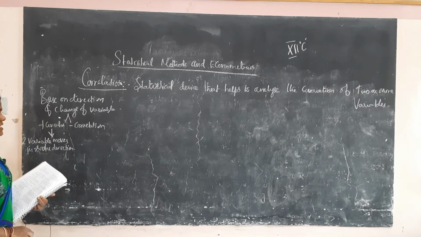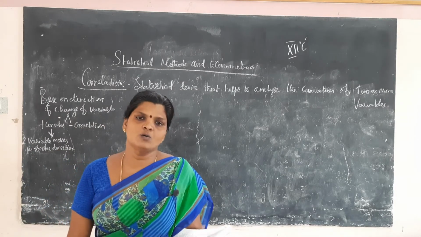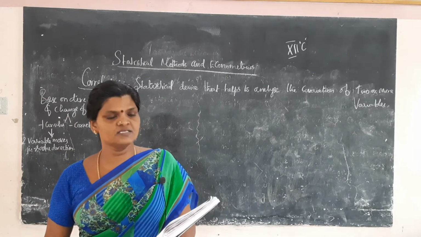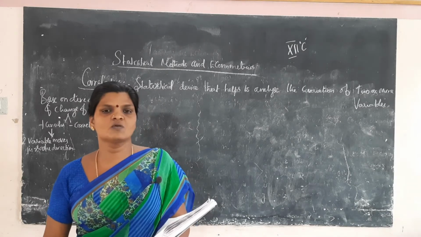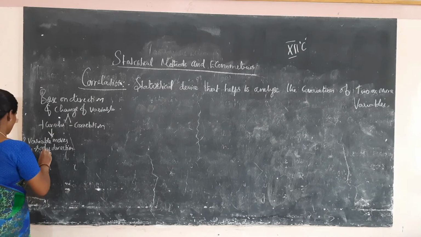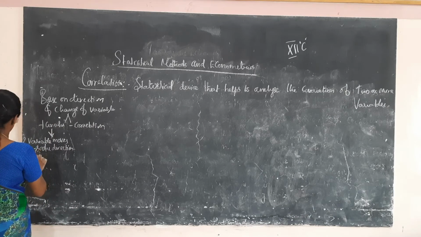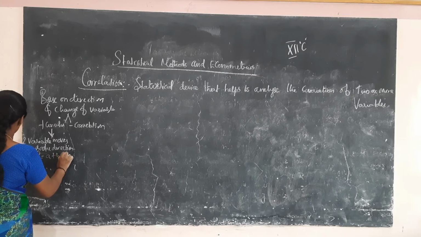For example, income and expenditure. Income and expenditure of the household may be increasing or decreasing simultaneously. So there is a positive correlation, that is y is equal to a plus bx.